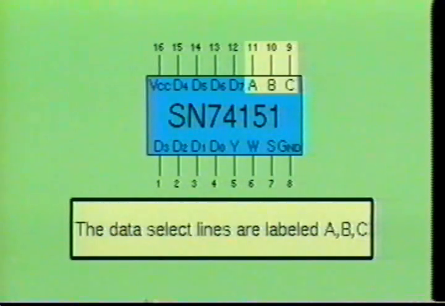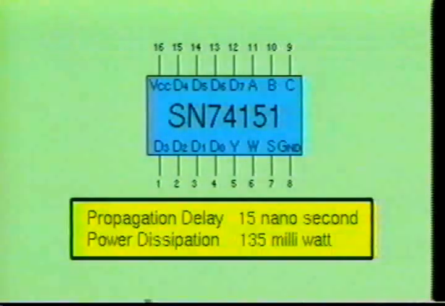3 data select lines labeled A, B, and C are used to determine which of the 8 input lines is to be routed to the output. This IC has a typical propagation delay of 15 nanoseconds with a power dissipation of 135 milliwatts.